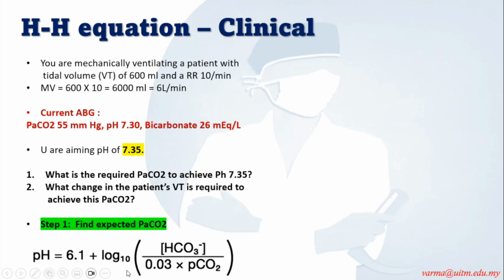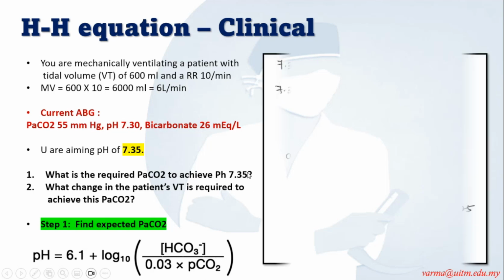We know this formula already. Okay, we're going to use this formula. So you're going to put in 26 bicarb here. If you put in bicarb of 26 here and the PCO2 of 55 here, you will get a pH of 7.3. But we want to find expected PCO2, so we want to put pH of 7.35 here. So we can find the PCO2. We know we want to aim for 7.35, and we know the bicarb currently is 26. So what is the PCO2 that we have to achieve to reach the pH of 7.35?